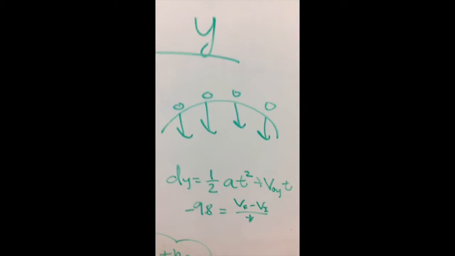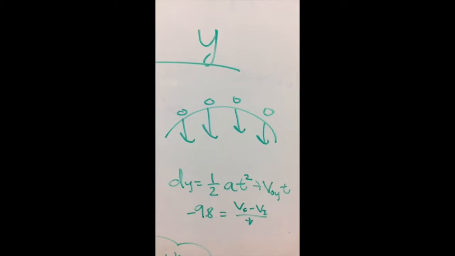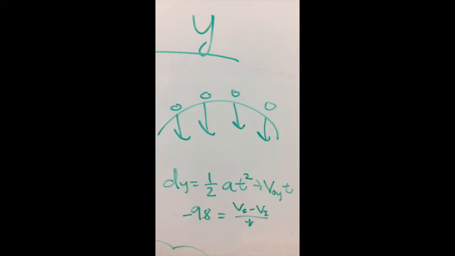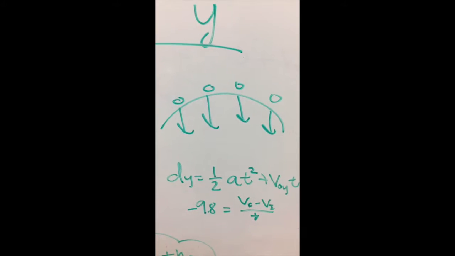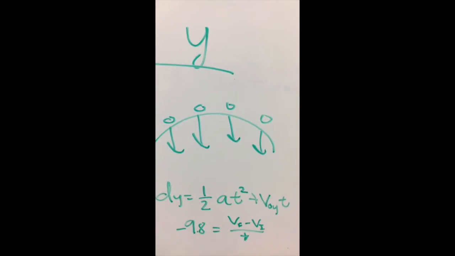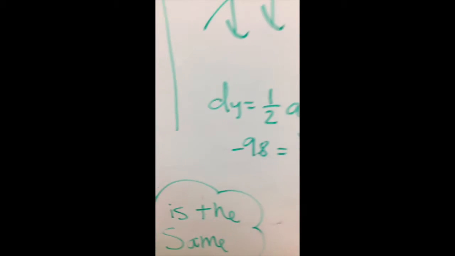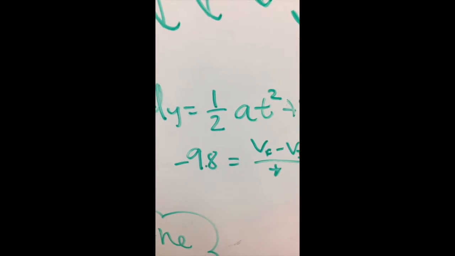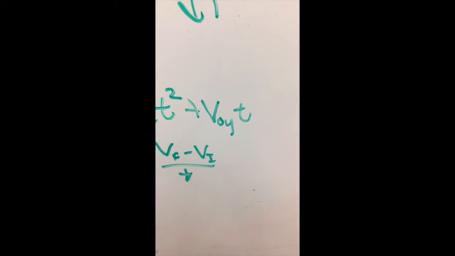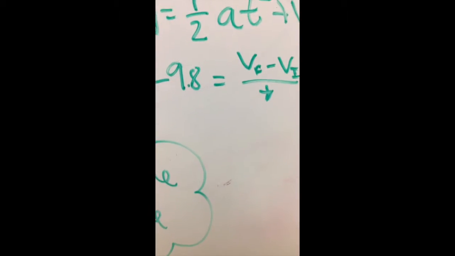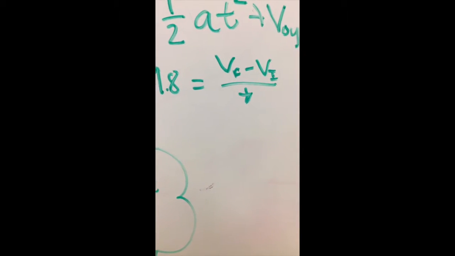Now the y component, which is also the vertical component, does have an outside force, and that force is gravity. Gravity is acting on it throughout, changing the velocity, meaning the acceleration in the downward is 9.8. Now the equations we get are distance in the y equals half a t squared plus v initial y times t, and we also have negative 9.8 equals velocity final minus velocity initial over time.